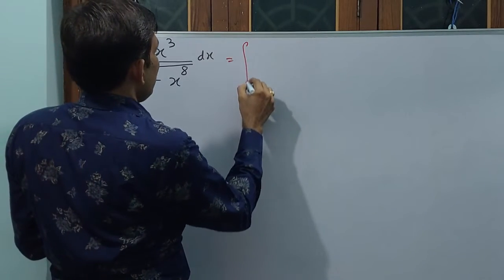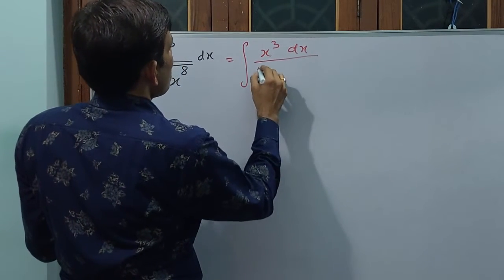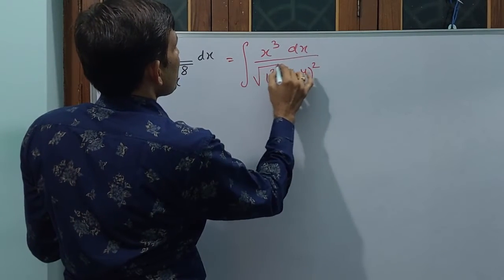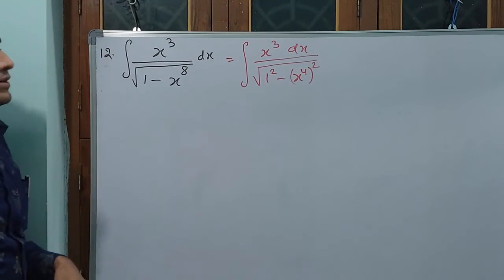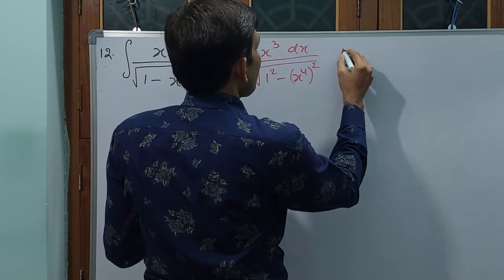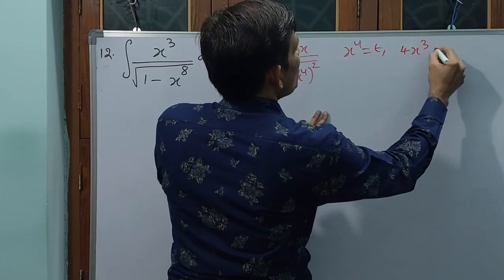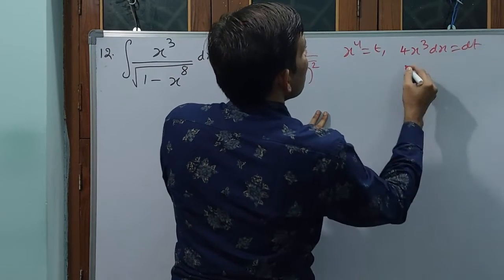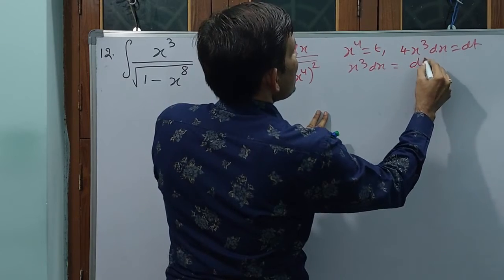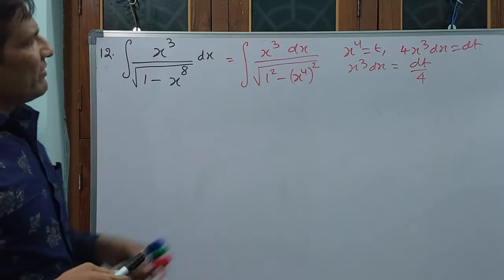That is equal to integral x cube dx divided by square root of 1 square minus x to the power of 4 whole square. Is it okay? Now x to the power of 4 you take as t. X to the power of 4 is equal to t, 4x cube dx is equal to dt, or else x cube dx is equal to dt by 4. X cube dx is there. Okay. What else you require? You don't require anything.